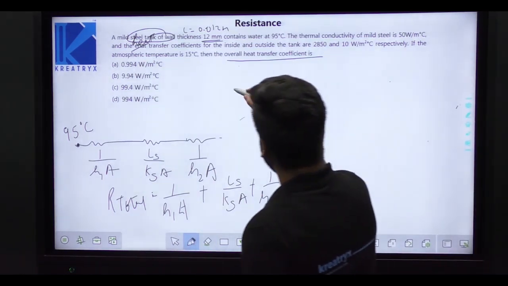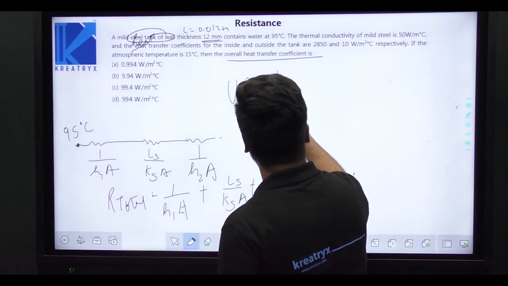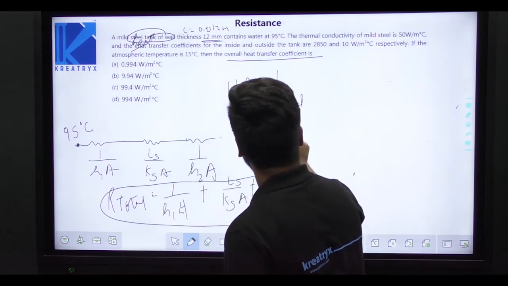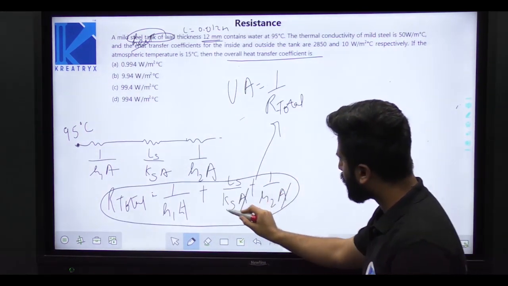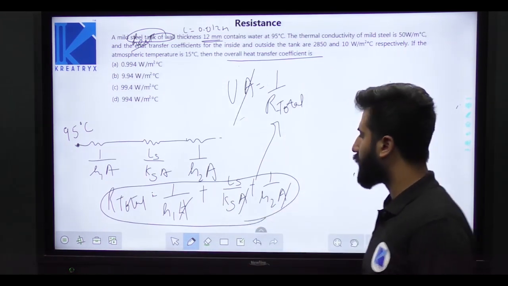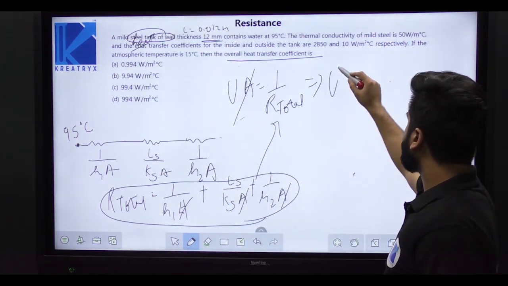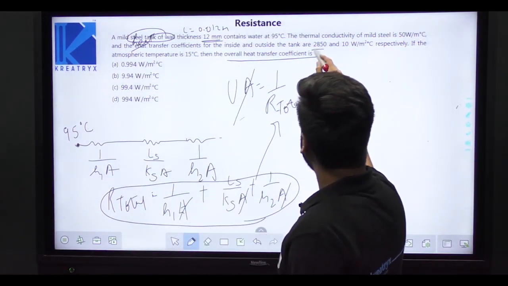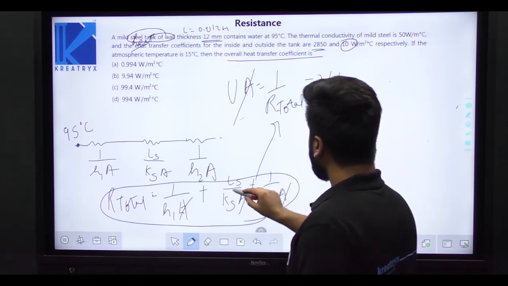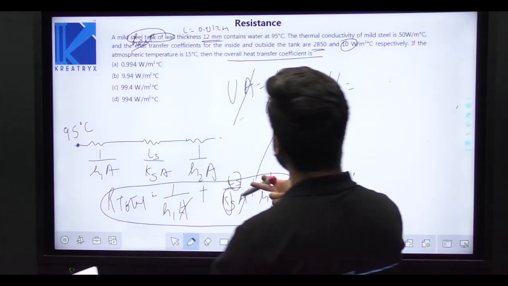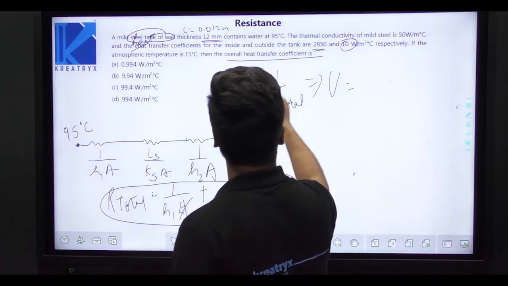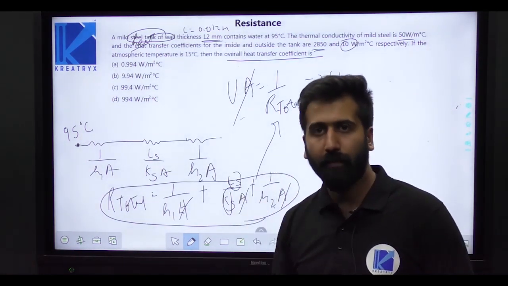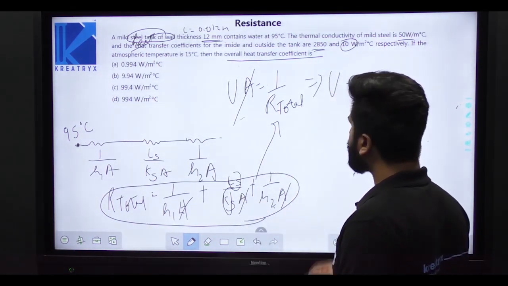So now UA is equal to 1 by R total. Okay, so put this R total here. This A will get cancelled out by this A, and you will directly get the value of U. We put the values. H1 is 2850, H2 is 10, KS and LS are given to you. LS, the length of that steel wall, is 0.012 meter, and thermal conductivity is also given, that is 50 watt per meter degree Celsius. So you know all the values, get the answer of U.